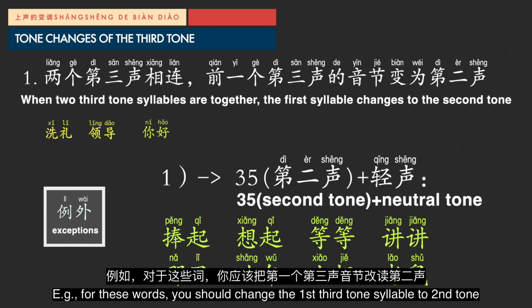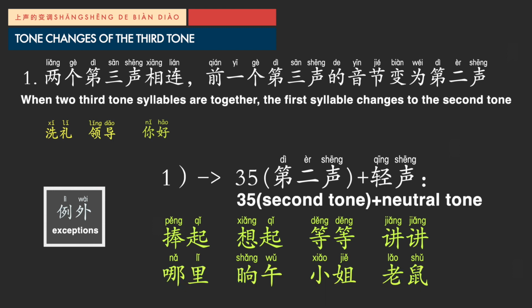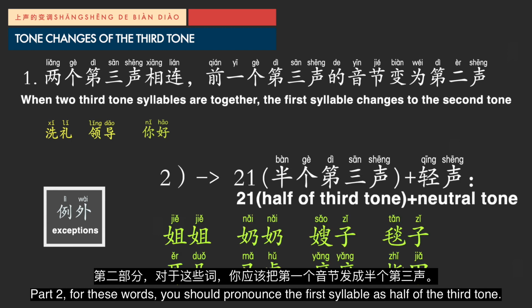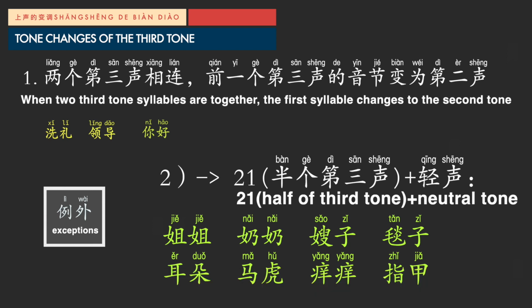捧起, 想起, 等等, 讲讲, 哪里, 晌午, 小姐, 老鼠. Part 2. For these words, you should pronounce the first syllable as half of the third tone. 姐姐, 奶奶, 嫂子, 毯子, 耳朵, 马虎, 痒痒, 指甲.